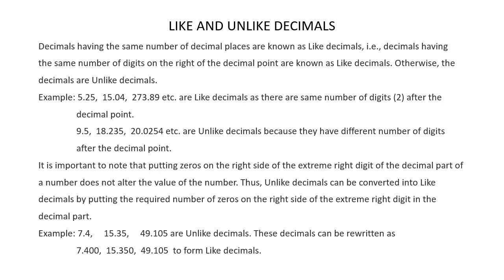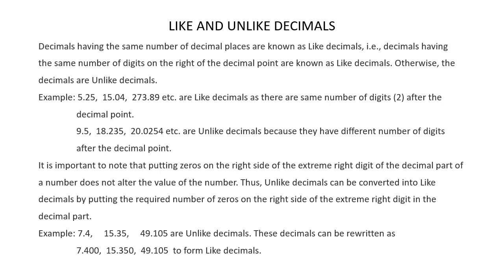For example, 7.4, 15.35, 49.105 are unlike decimals because 7.4 has one digit after the decimal point, 15.35 has two digits after the decimal point, and 49.105 has three digits after the decimal point.